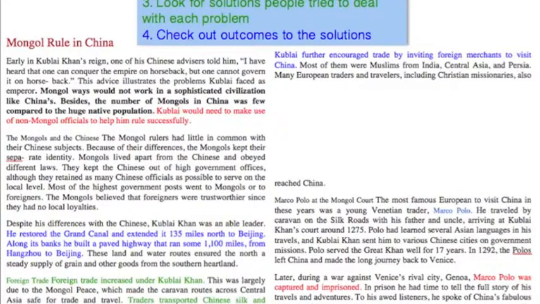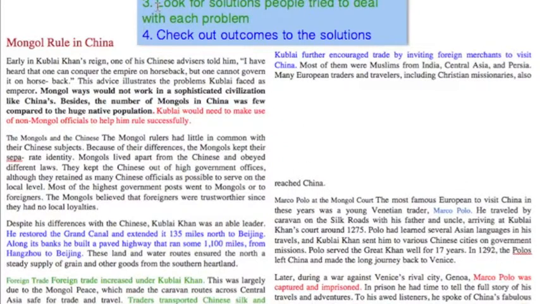Then I have colored in red the problems to face. Kublai would need to make use of non-Mongol officials to help him rule successfully. And Marco Polo was captured and imprisoned. That was a problem and they had to face it.